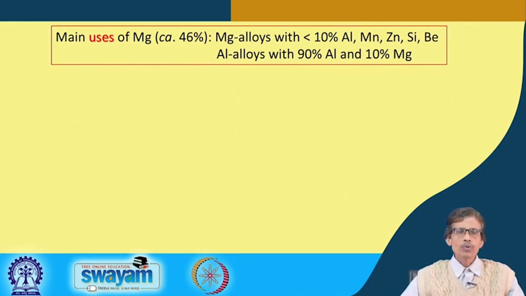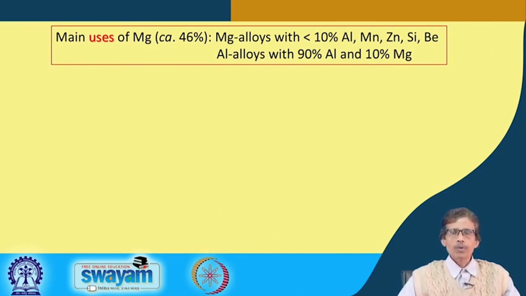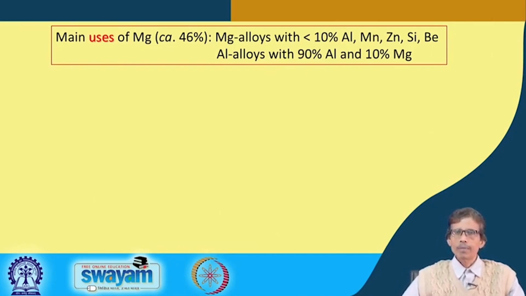So, if we consider the main uses of magnesium, these are very important pieces of information we must always have, otherwise we cannot think of anything related to industrial chemistry or inorganic industrial chemistry. Basically, about 46% of magnesium is utilized for industrial purposes for making alloys. It is a very useful area of research and development in metallurgical engineering and materials development, because one of the components for that purpose should be the magnesium metal.